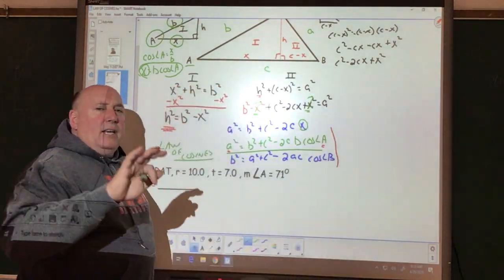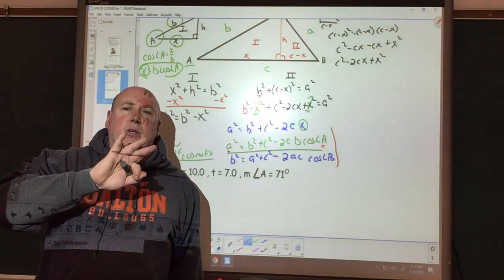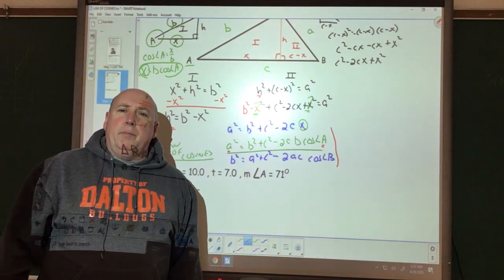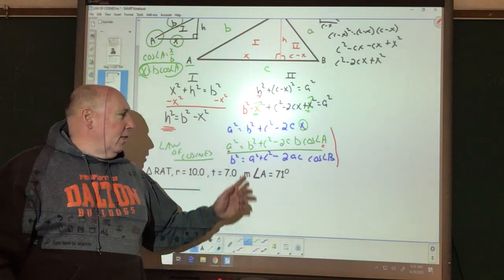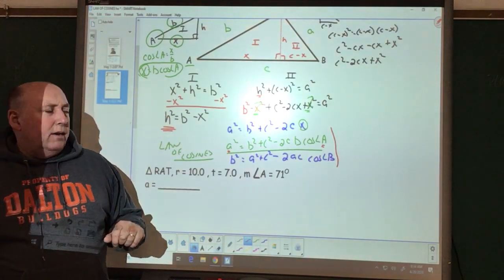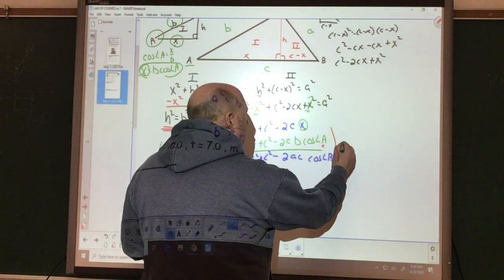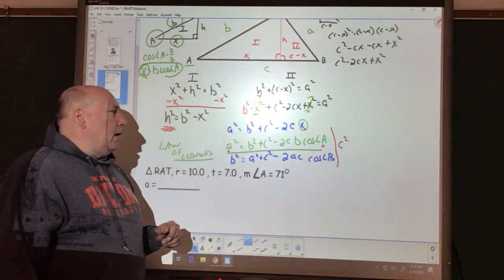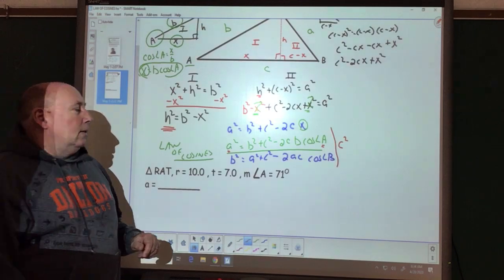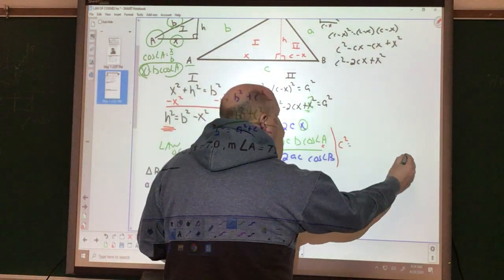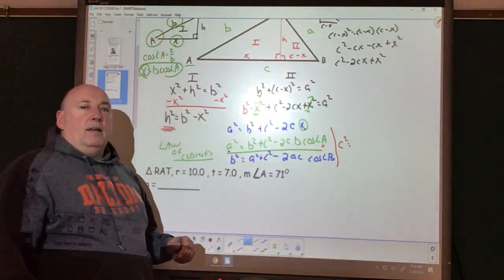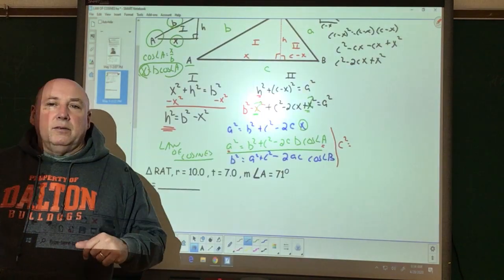Well, as I stated, each triangle has three law of cosines equations. What's the third side? Follow the pattern and write it down. I'll give you a hint. It's going to start with c squared. What's at the end? Cosine of what angle?